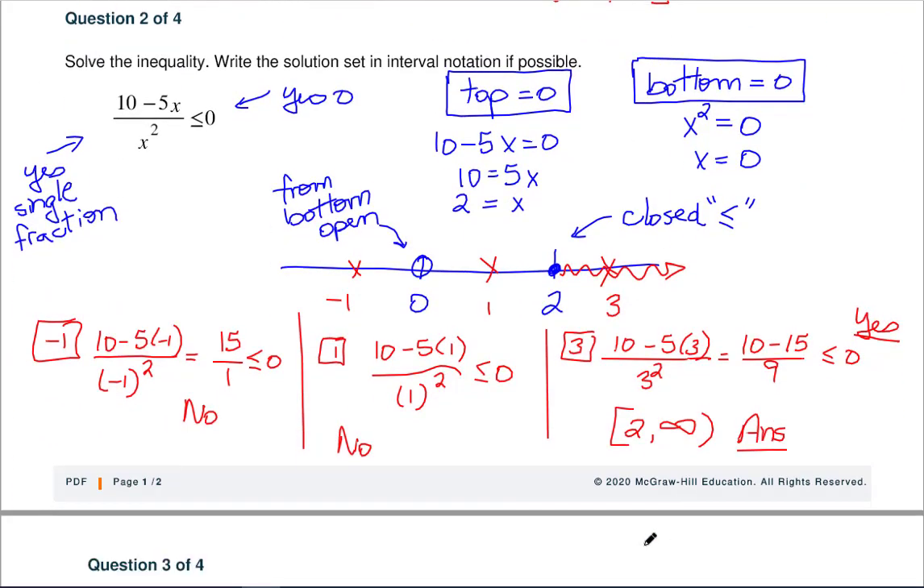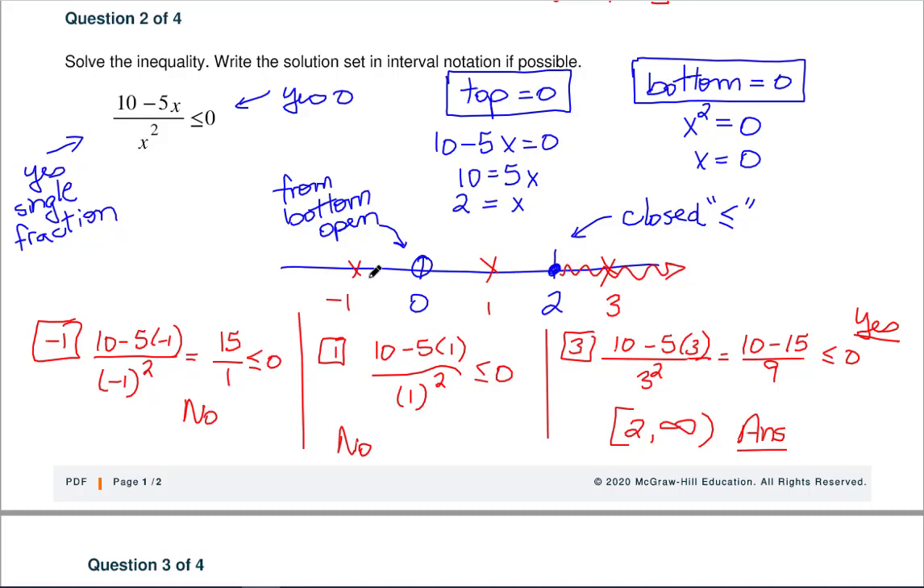All right, question 2. I do have a 0 on the right, single fraction on the left, and so I set the top to 0. That gives me x is 2. I set the bottom to 0. That gives me x is 0. Let's see, the bottom answer is 0. That's always open. The top answer was the 2. Now the 2 gets open or closed depending upon the inequality, so it's closed.